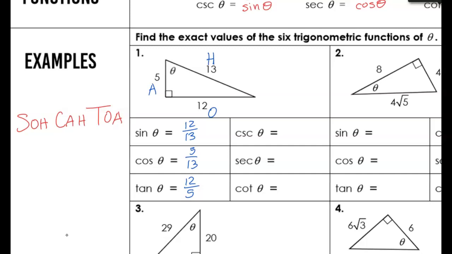So cosecant goes with sine. You flip the sine ratio and do 13 over 12. Secant goes with cosine. You flip the cosine ratio. And cotangent goes with tangent. You flip the tangent ratio. And you're done.